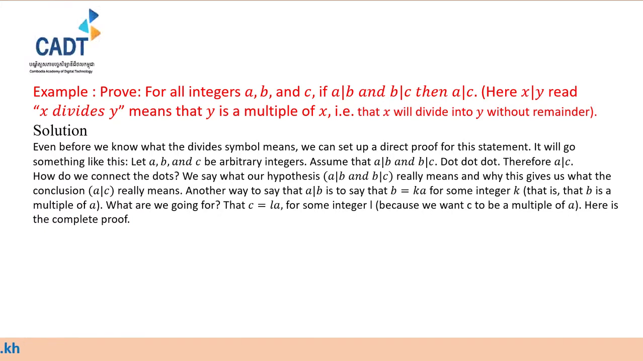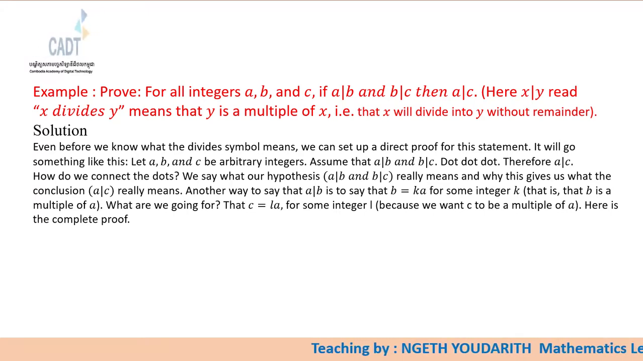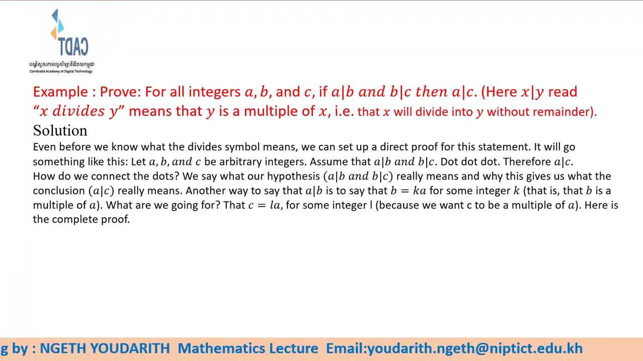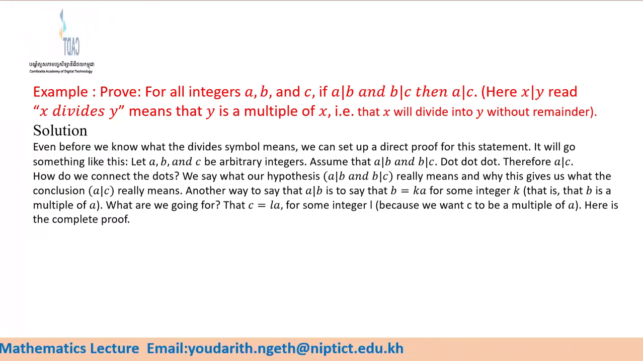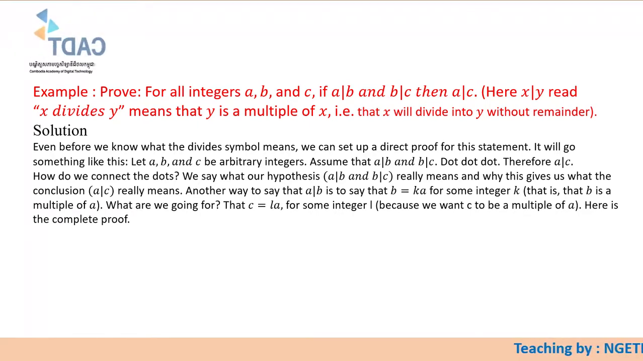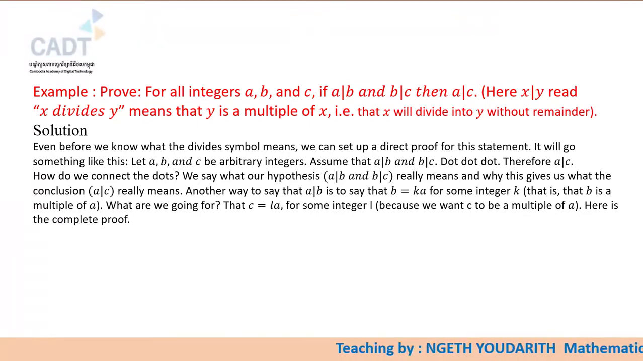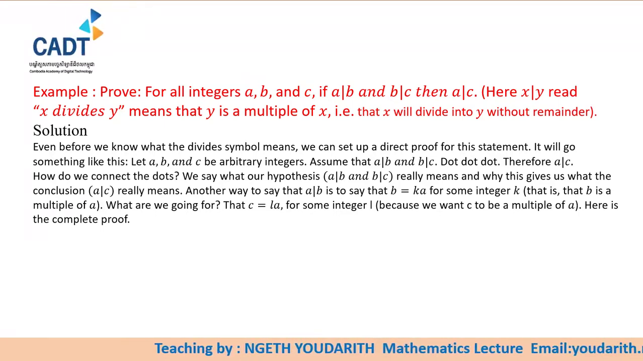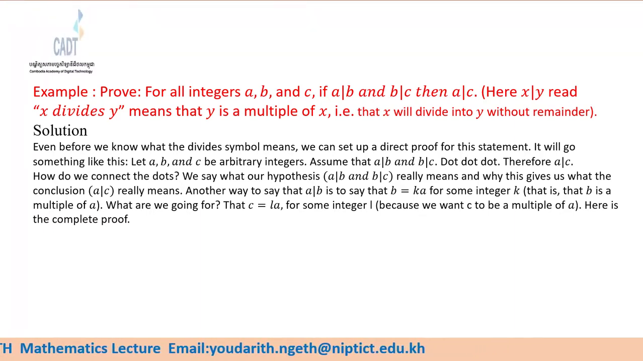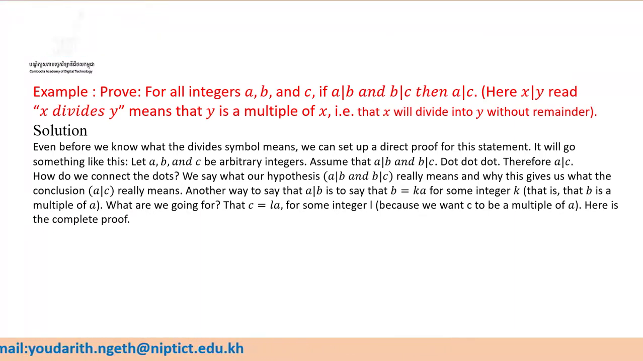Our hypothesis, or our information, is that A divides B and B divides C. This is the hypothesis. What does it really mean, and what does this give us, what does the conclusion A divides C really mean? Another way to say that A divides B is to say that B equals KA, so it means that B can be divided by A, for some integer K, and that B is a multiple of A.